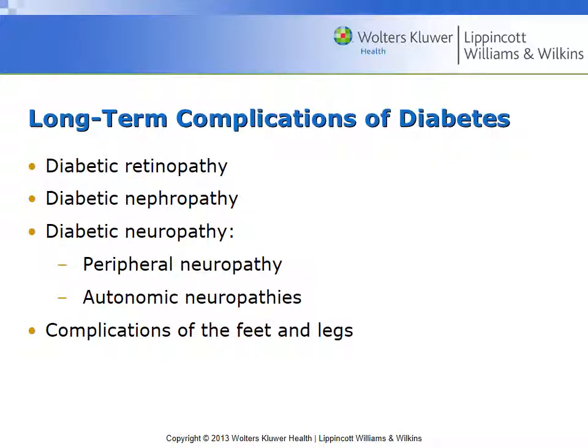Other long-term complications of diabetes are diabetic retinopathy. One of the leading causes of blindness in the United States is diabetic retinopathy. Diabetic neuropathy, such as peripheral neuropathy and autonomic neuropathy, and diabetic nephropathy, or renal failure. Diabetic neuropathy often produces complications in the feet and legs of venous stasis ulcers, cellulitis, and other types of problems. Diabetic nephropathy leads to kidney failure and oftentimes dialysis.